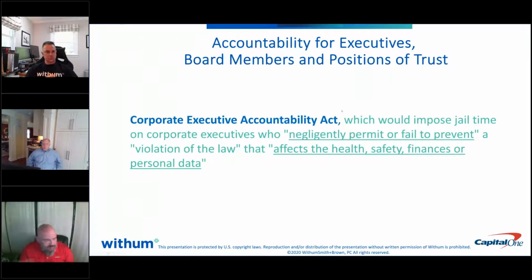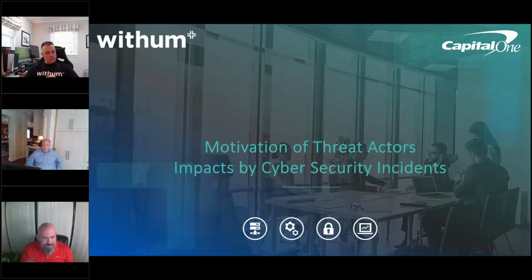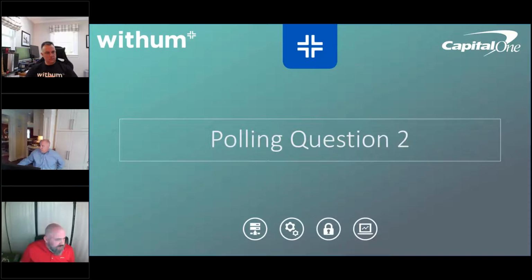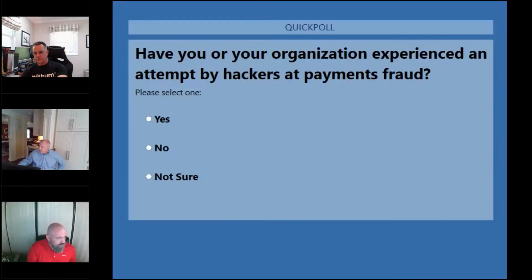So talking about threat actors and how they work, we're going to talk about motivations and impacts, and I'm going to hand that off to Steve here. But first, let's hit polling question number 2. We'd like to know, have you or your organization experienced an attempt by hackers at payments fraud?